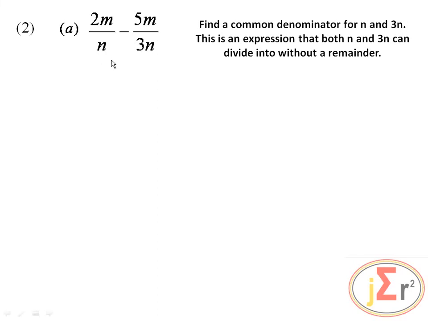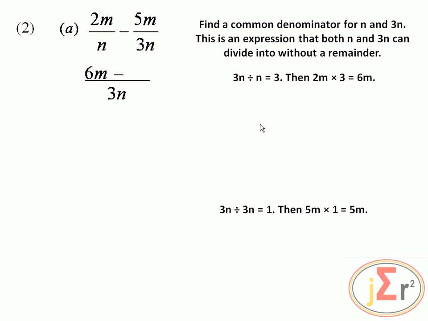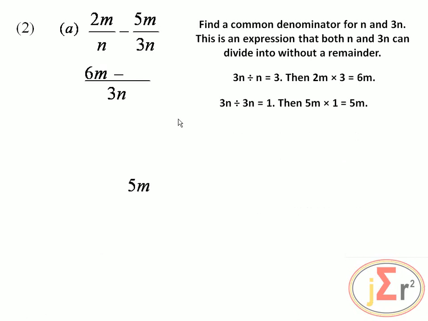We'll take the smallest expression that n and 3n can go into without leaving a remainder, and that is 3n. So we say n into 3n is 3, and 3 times 2m is 6m. Then 3n into 3n is 1, and 1 times 5m is 5m. And then we simplify the numerator. 6m minus 5m is m, and we have m over 3n, and that is our answer.